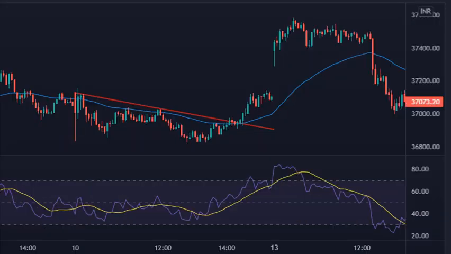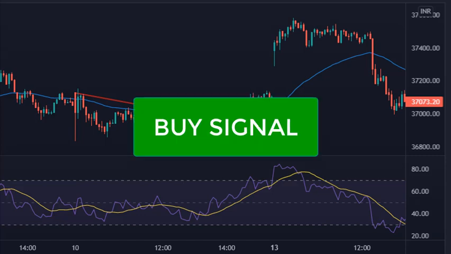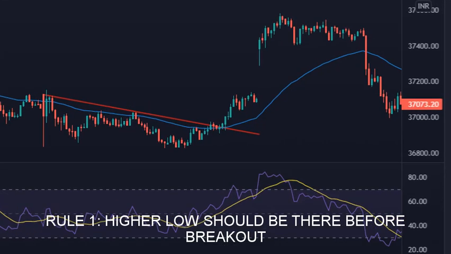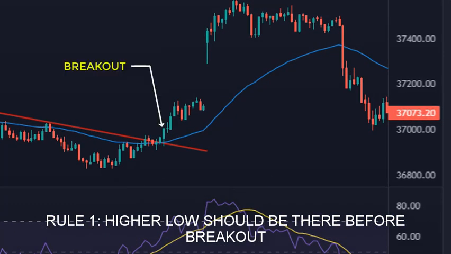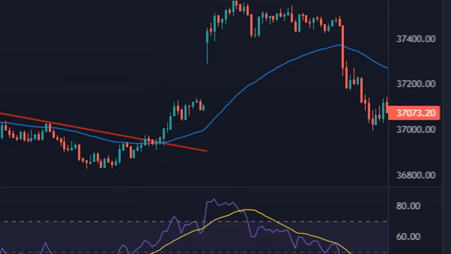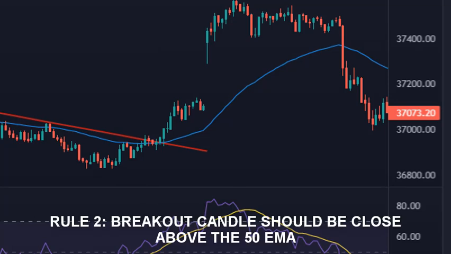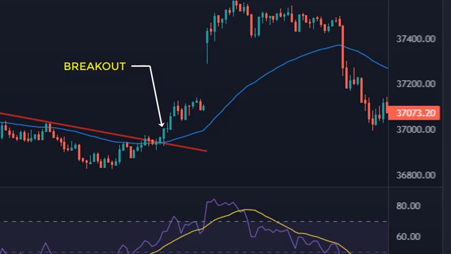Let's take another example. On 10th December in Bank Nifty, we got a buy signal. Here is the trendline breakout with the formation of low and higher low. This is the breakout candle. As per our second rule, the breakout candle should be closed above the 50 MA. So here is the breakout candle closed above the 50 MA.